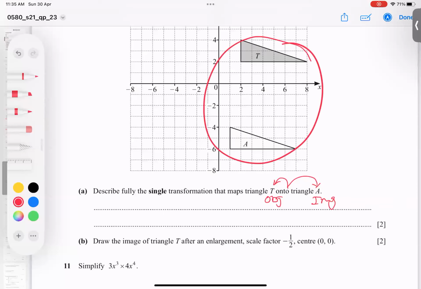Is it a reflection? No way. Is it an enlargement? No way. Is it rotation? No way. It is translation. In translation, the object just moves like this.